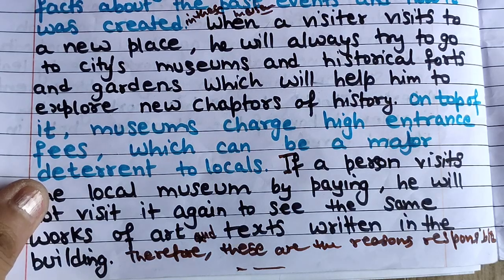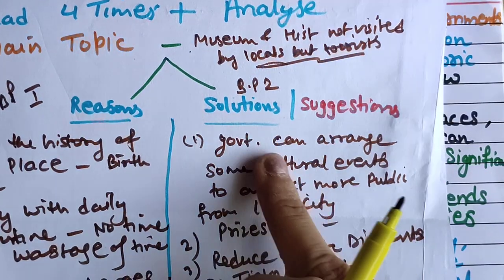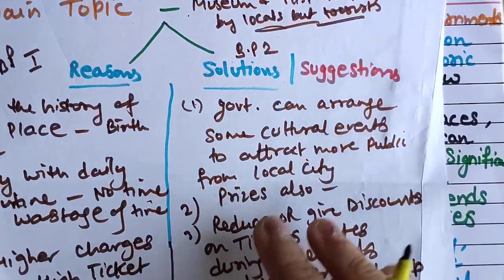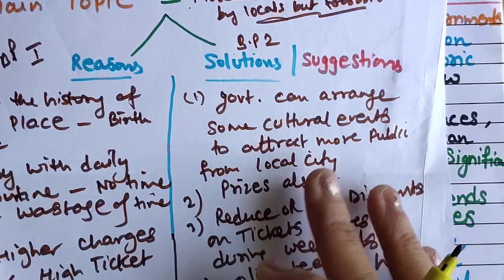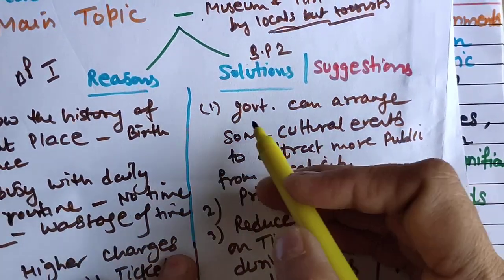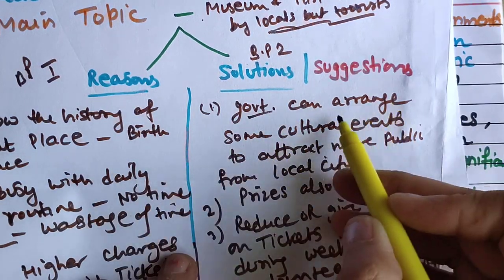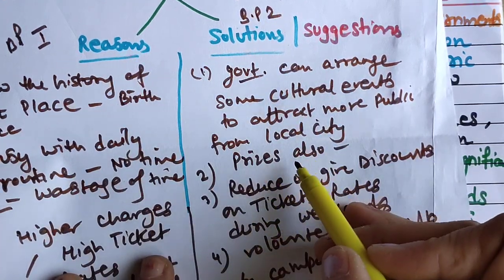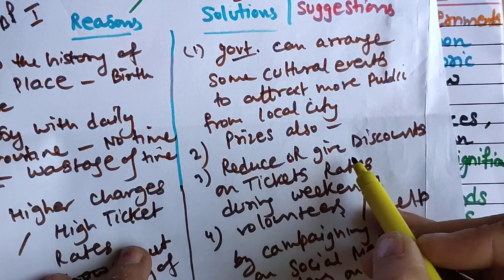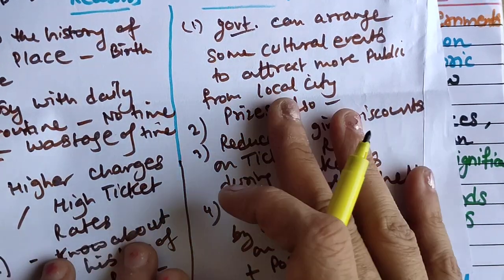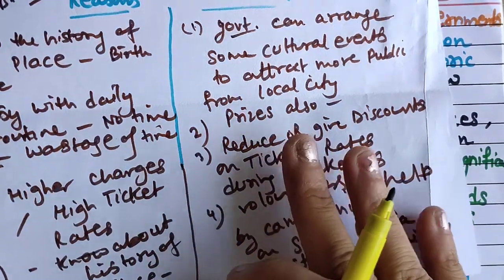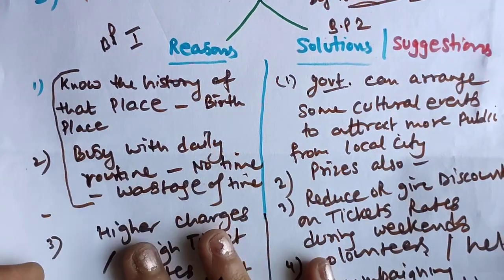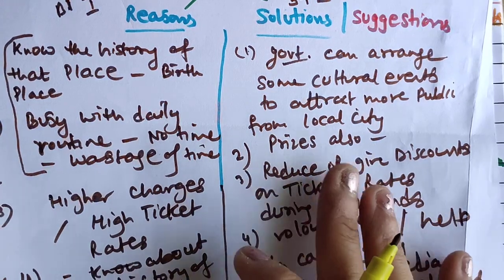Now coming to body paragraph 2. Now in the second body paragraph, what we have planned: government can arrange some cultural events to attract more. So in your exam, no need to write full sentences. I was just writing it to show you how to generate ideas. You can write the word government, cultural events to attract people, prizes, reduce, give discounts, volunteers. These simple words you can write and frame the sentences, but I have written full sentences, so you should avoid it. But I was explaining in the video, that's why I have written almost full sentences.